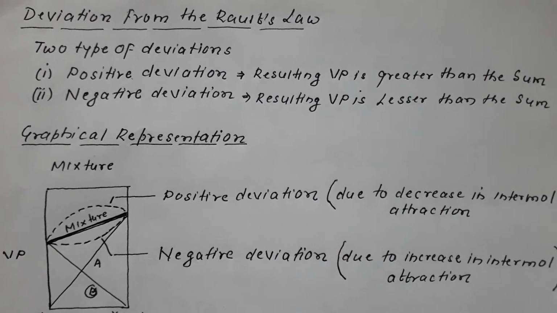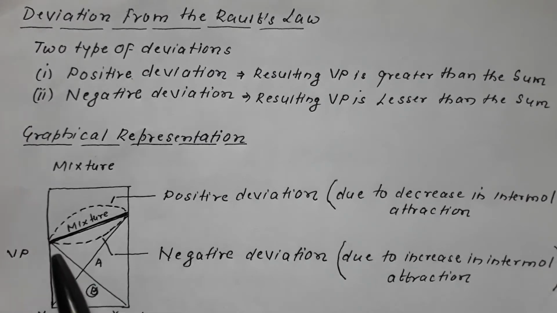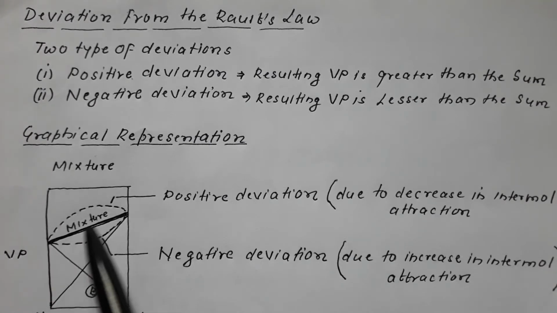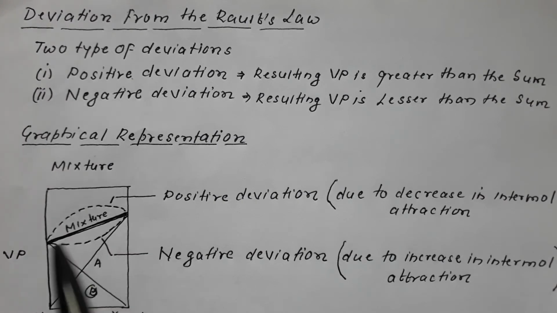Now, if we come back to the graphical representation again, this is the graph of vapor pressure versus the mole fraction. XA represents the mole fraction of solvent A, XB represents the mole fraction of solvent B. This is the vapor pressure graph for A, this is the vapor pressure graph for B, and the bold line is the vapor pressure graph for the mixture.